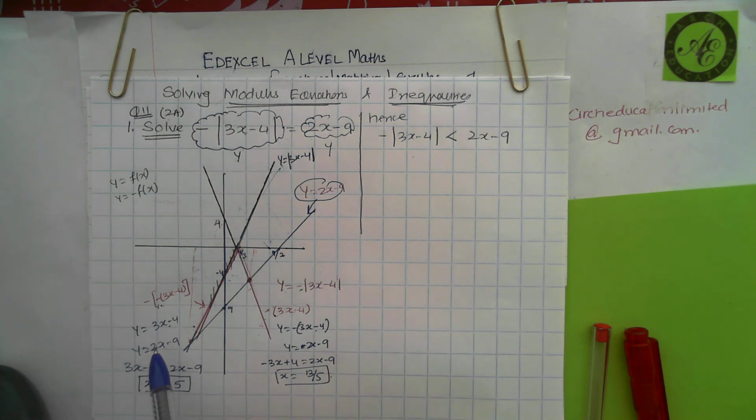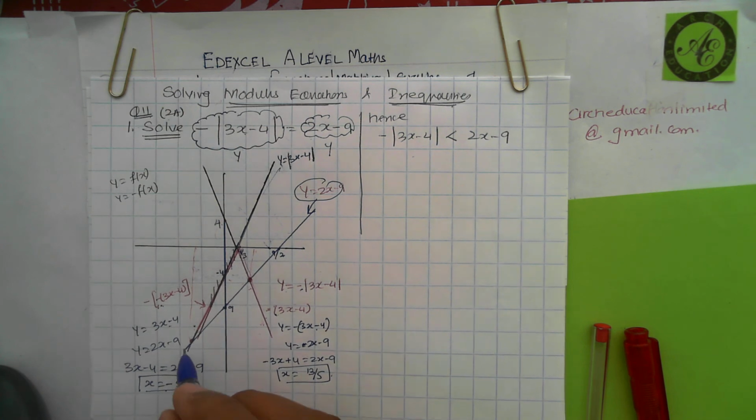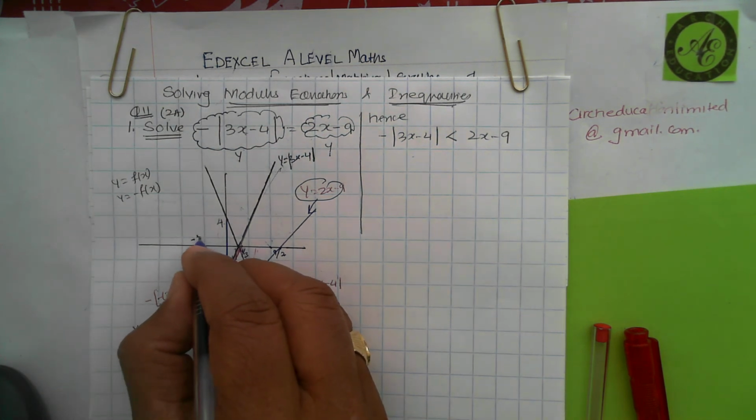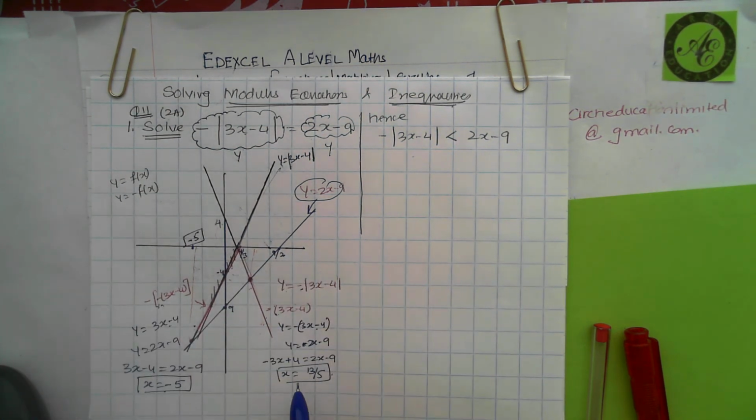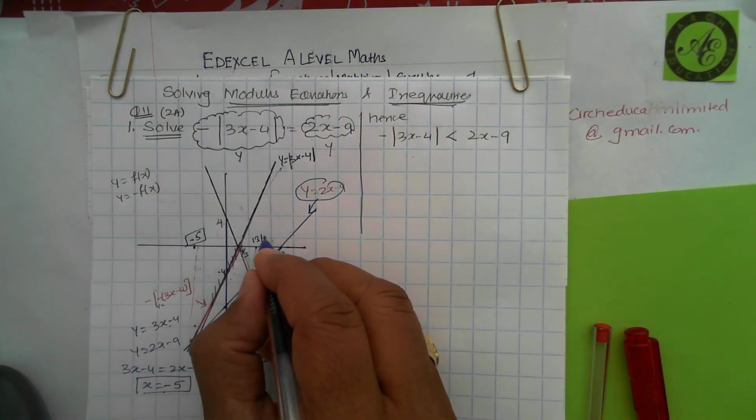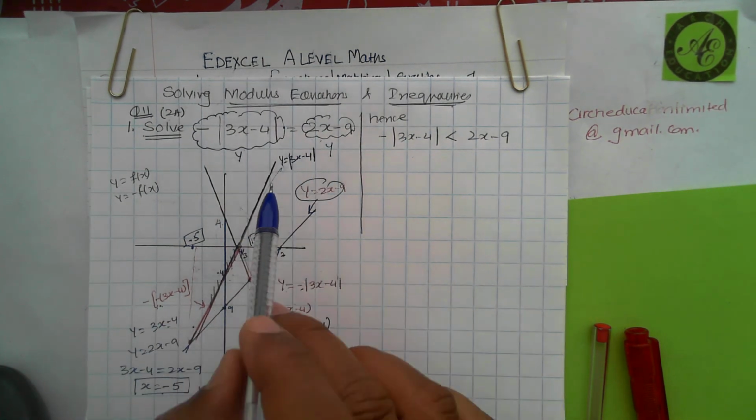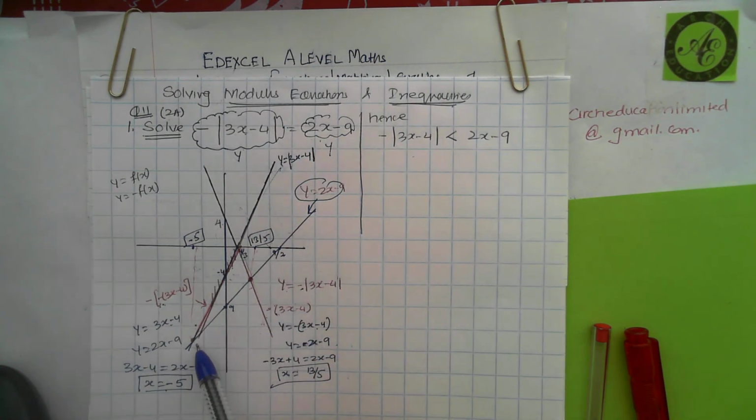Right, so solving the equations, equating the 2 y values, that gives you x equals minus 5 on this side, that means this is minus 5, and x equals 13 over 5 on this side, so that means this is 13 over 5, the 2 answers for this modulus equation. And we can see from the graph it's got 2 answers. That's why sketching the graph is really important.